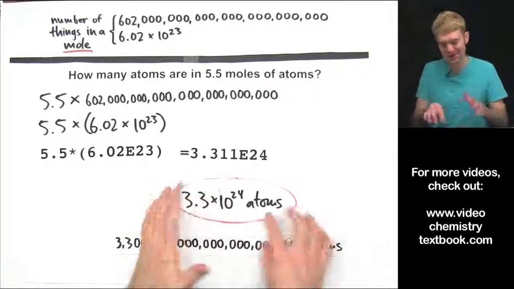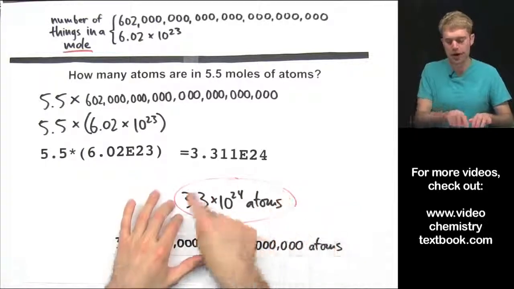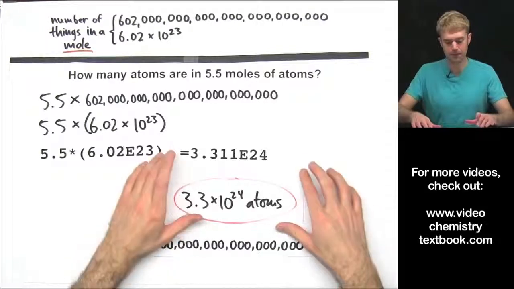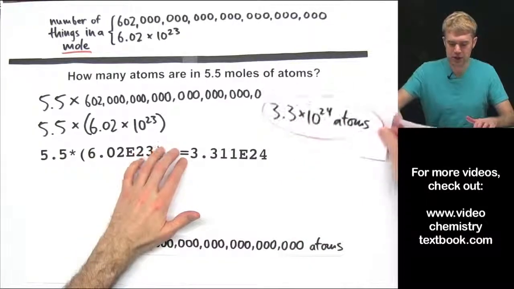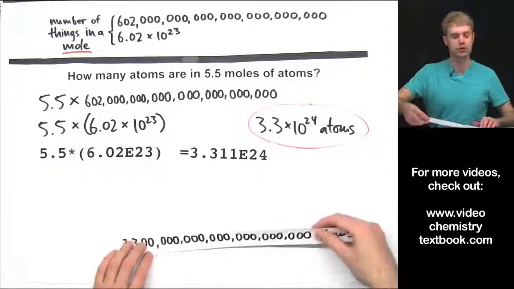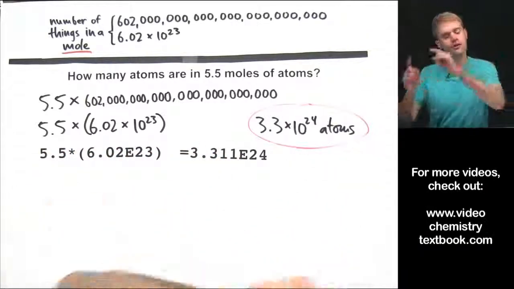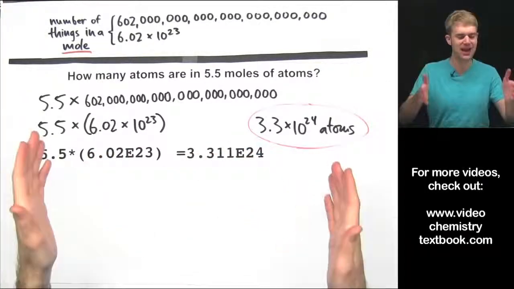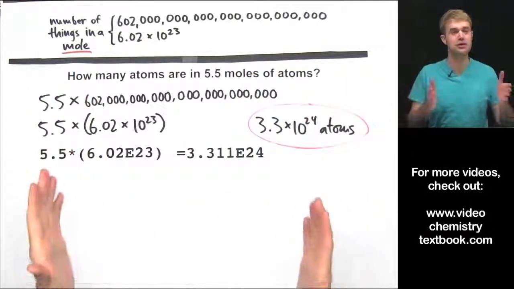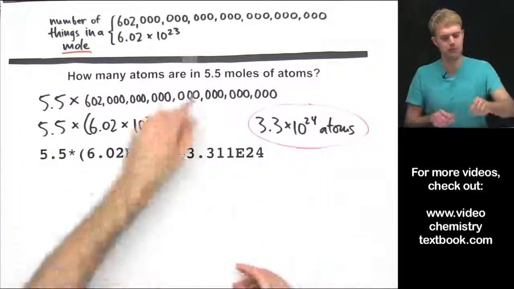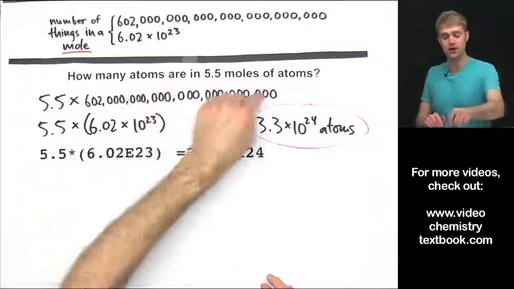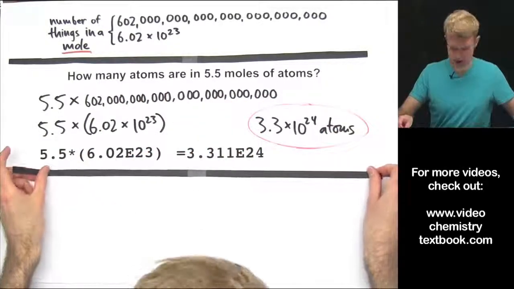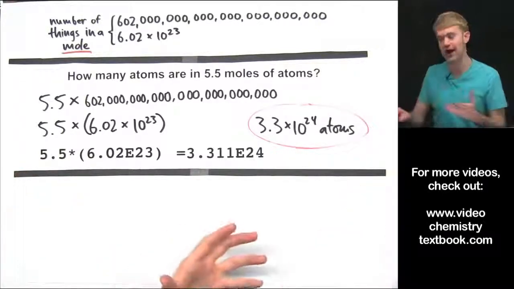Okay, so 3.3 times 10 to the 24th. It's not some weird Martian number. Keep in mind that it is just a shorthand version of this very long number here. And if for some reason your teacher doesn't let you use a calculator and you have to do this out by hand, I have another video on doing mole calculations by hand instead of a calculator, so you can check that out. So anyway, this is how we do this problem using the sort of simple, straightforward method. We multiply 5.5 by the number of things in 1 mole, plug it into the calculator, and this is what we get. Now let's look at how we could solve the same problem using conversion factors instead.